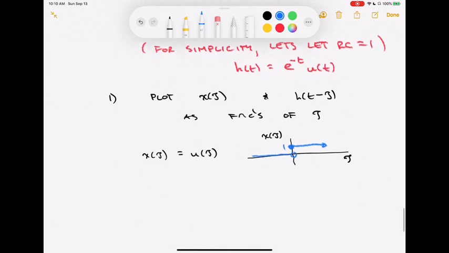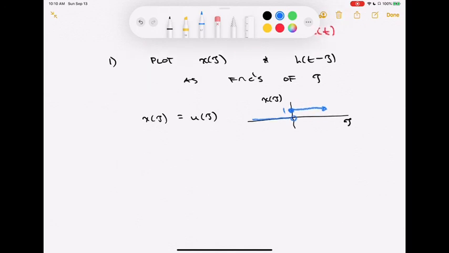That was pretty easy. The second one is a little more tricky. So we take a look at that. We're looking at plotting h of t minus tau. We need to be able to plot that. What I would like to notice on that is that we have seen these types of operations before, right? We've seen operations on the independent variable.